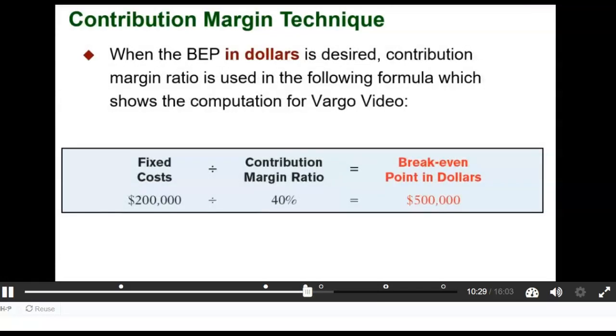If I wanted that answer in total sales dollars, I simply take the fixed cost and I divide this time by the contribution margin ratio, 40%, and I get 500,000. You see the units needed to break even were 1,000, and each unit is sold for $500. So I can express the same break even in terms of units, 1,000, or in terms of sales dollars, 500,000.